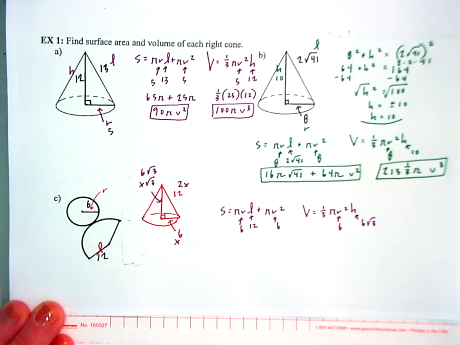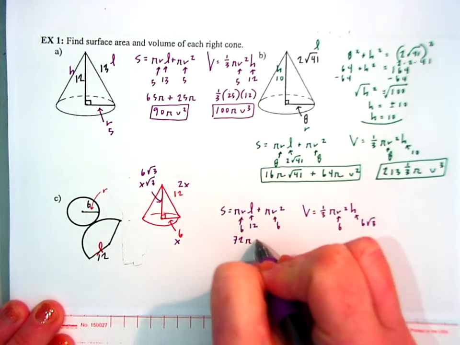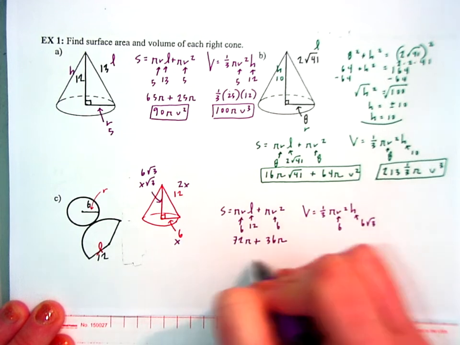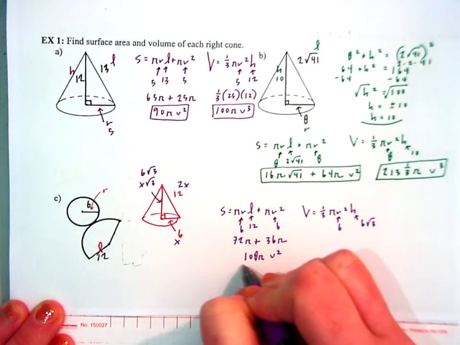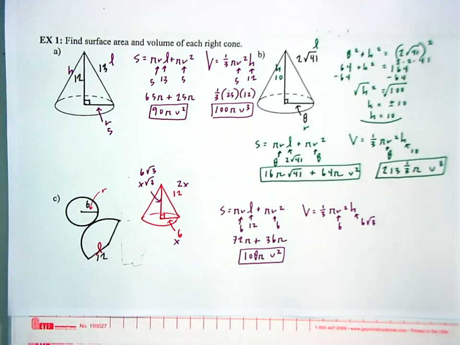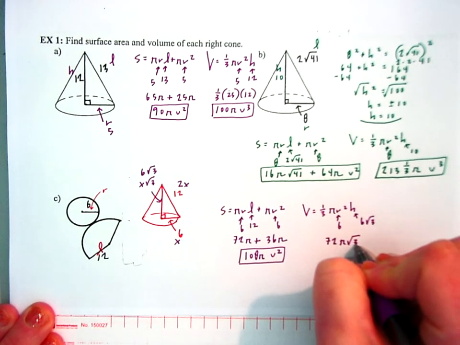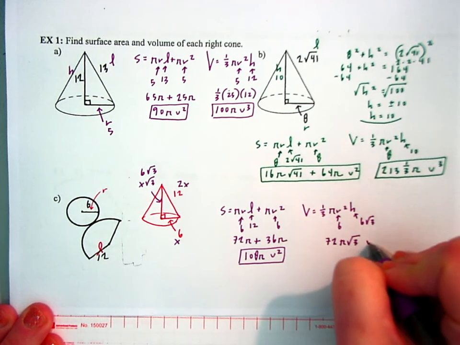Okay, so starting off with surface area. 6 times 12 and I get 72 pi. 6 squared pi, I get 36 pi. Combines to make 108 pi units squared. Okay, volume, I'm taking 1/3 of 36, so I have 12. 12 times 6, and I get 72. Okay, pi next, radical last. So I have 72 pi times the square root of 3 units cubed.